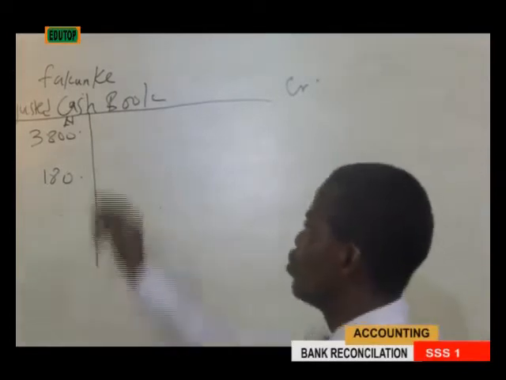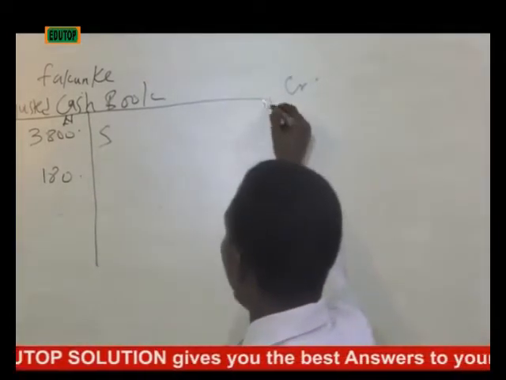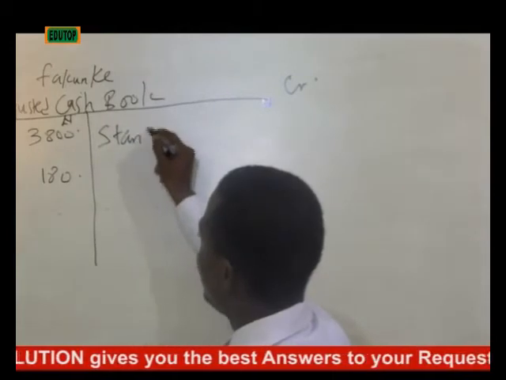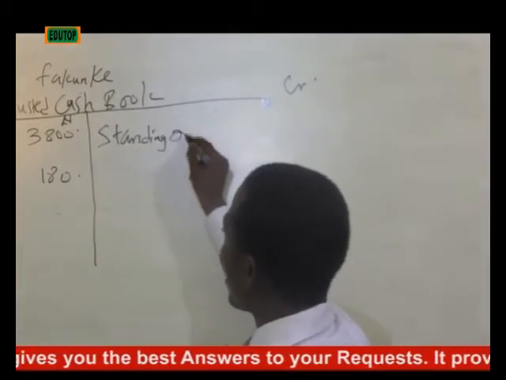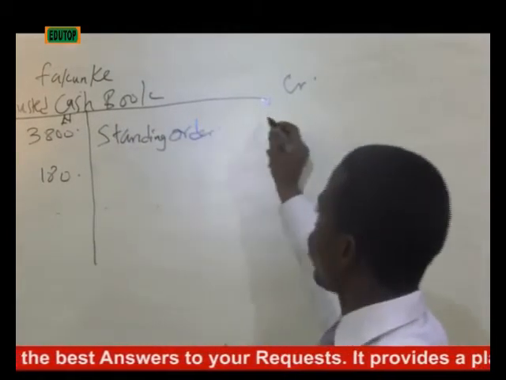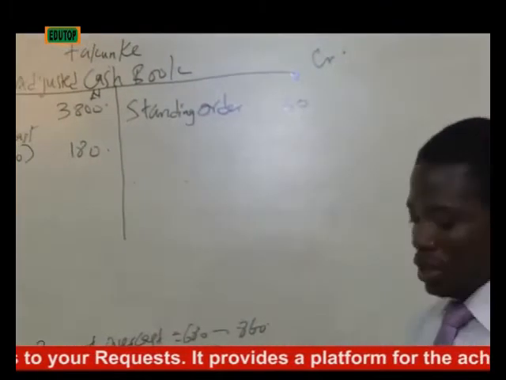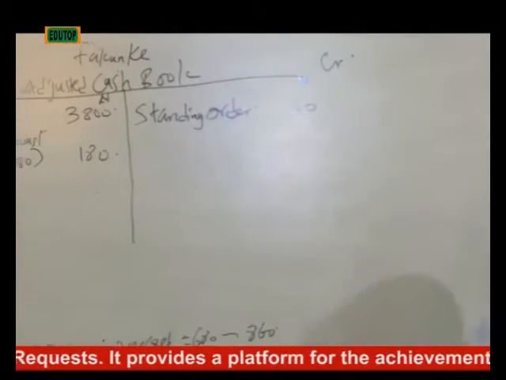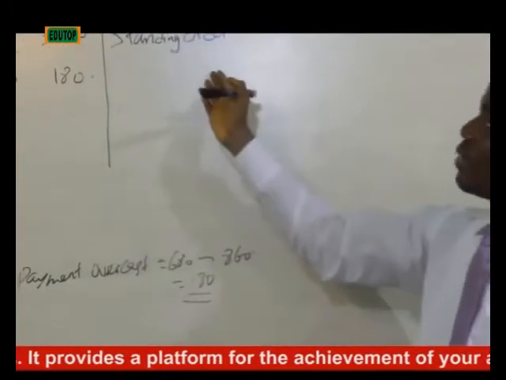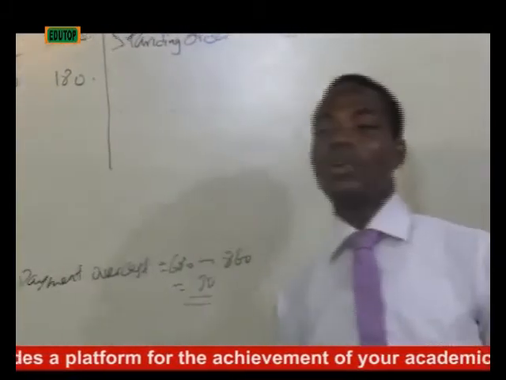So what we now do is that you just write standing order, because you are paying it out of your account. It is your bank that is paying it on your behalf. That is 60 naira. So that is how we do this. That is that on the standing order. And if you see a standing order on the debit side of the cash book, that is it.